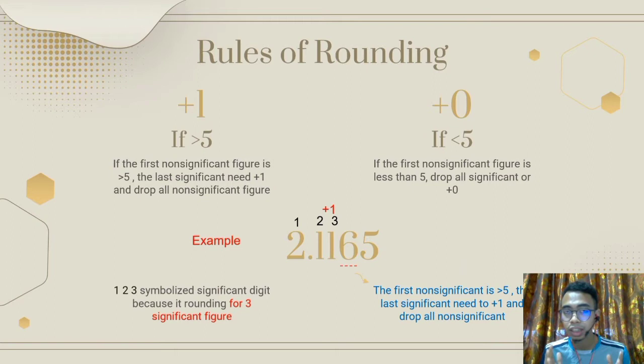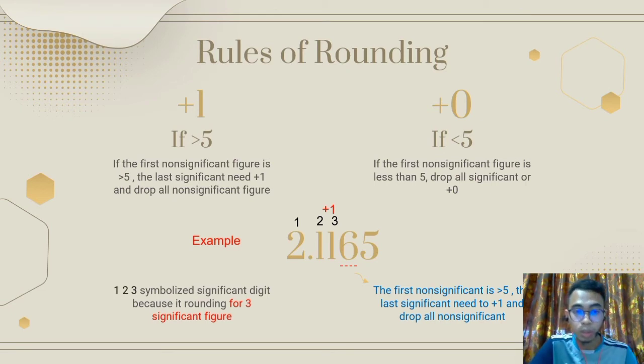Rounding also has its own rules, which we call the rules of rounding. The first rule is plus one. Why do we need to plus one? If the first non-significant figure is greater than 5, the last significant figure needs to be plus 1, or add 1, and drop all the non-significant figures. Rule 2 is plus 0, if lower than or less than 5. If the first non-significant figure is less than 5, drop all the non-significant figures, or plus 0.